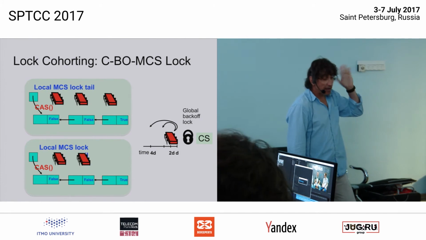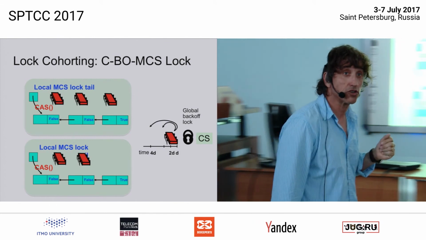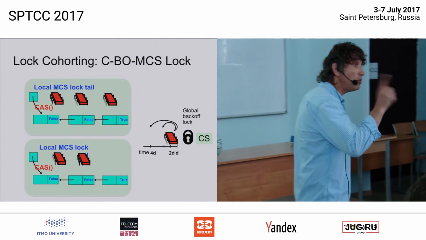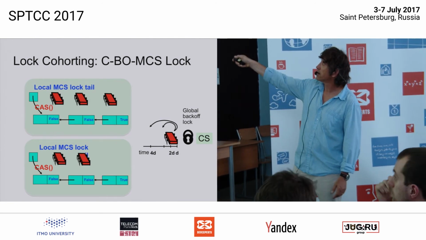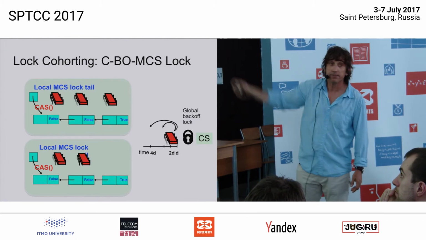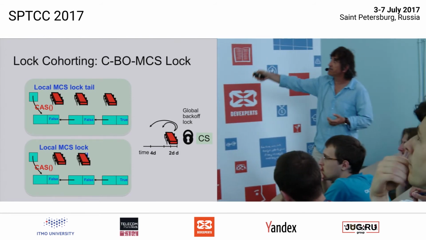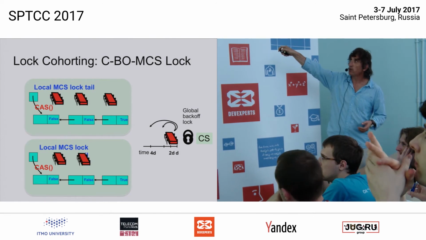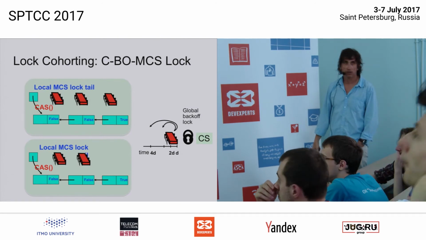So the way I can build a cohort lock is the following construction, for example. I can build a cohort lock where the global lock is going to be a Backoff lock, an exponential Backoff lock, and the local locks will be MCS locks. And I want to argue that this kind of design will provide me the thread obliviousness here and will provide me the cohort detection here. Let's see why. Okay?